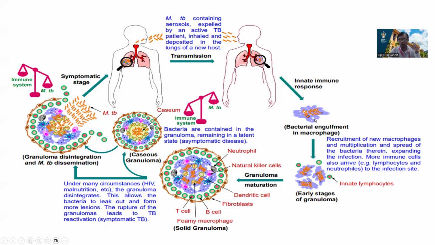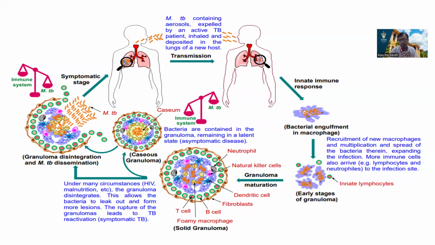In the lungs, it will find the alveolar macrophages, which are the army or the defense mechanism of our body, which will fight with the antigens or the bacteria. These bacteria are engulfed by the macrophages, but the macrophages cannot kill that Mycobacterium tuberculosis. So what happens? The Mycobacterium tuberculosis will multiply in the macrophages.